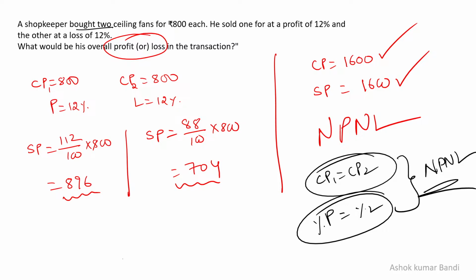If you have any other values, you have to do this entire process. Take CP1 and CP2, find out SP1 and SP2. If your SP equals CP, no profit no loss. If your SP is more than CP, that's a profit. If your CP is more than SP, that's going to be a loss.